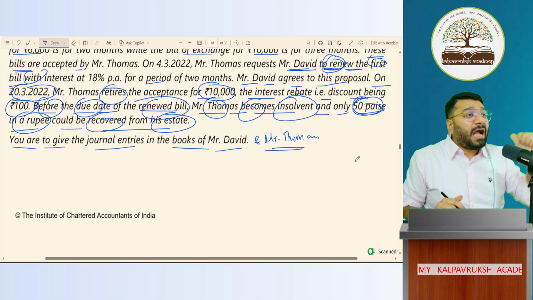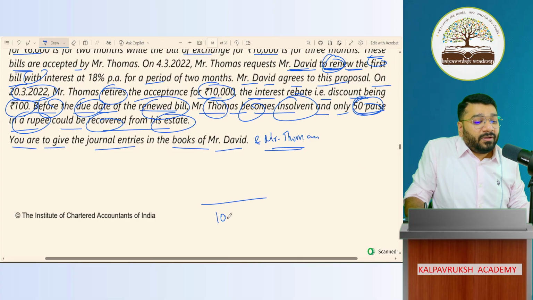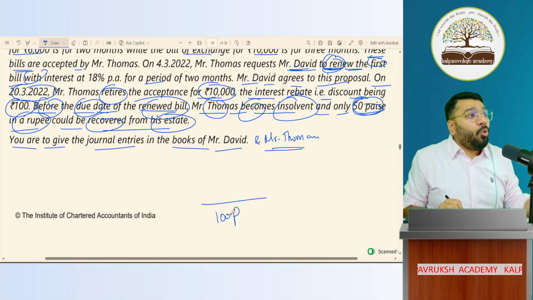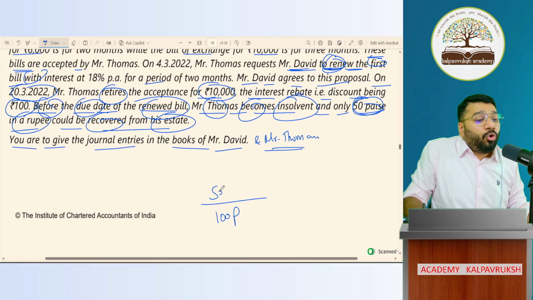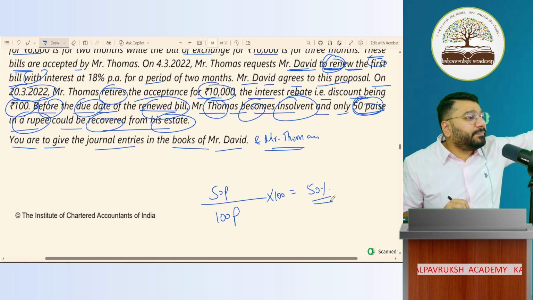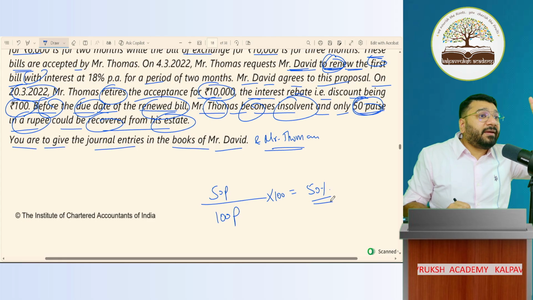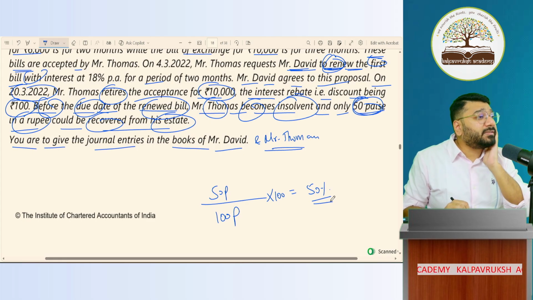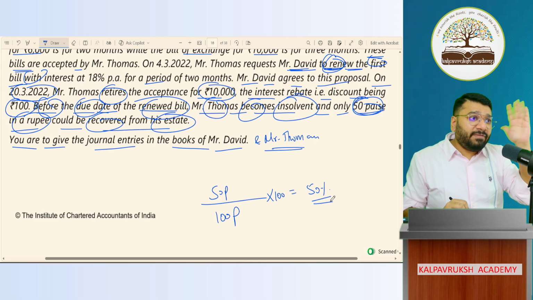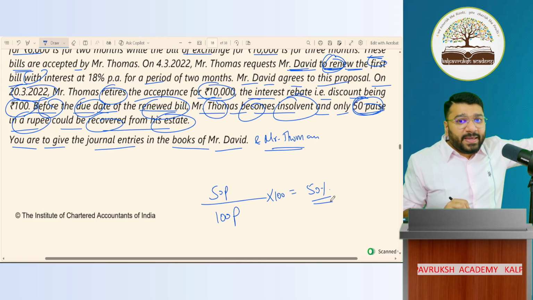In 1 rupee, how much paise are there? In 1 rupee, 100 paise. You are supposed to receive 100 paise. Out of that, how much are you receiving? Only 50 paise. In terms of percentage, how much is it? 50%. Understood how to calculate this? In which standard did you study this? First, second standard, no. You remember, or have you forgotten everything? This is basics, you all remember, no?